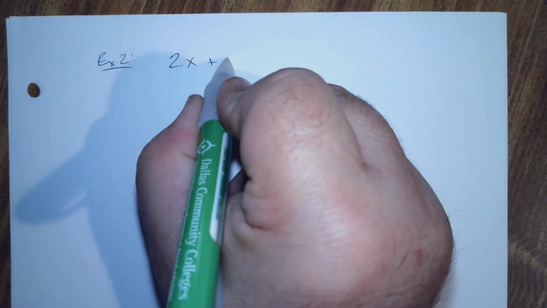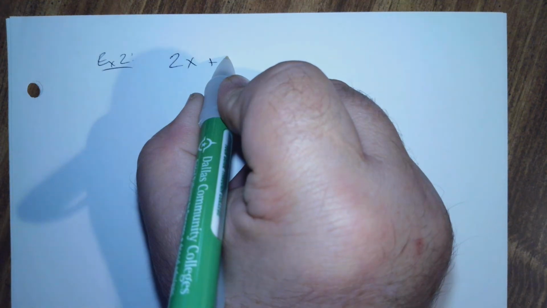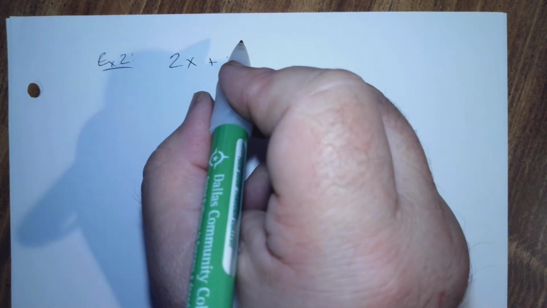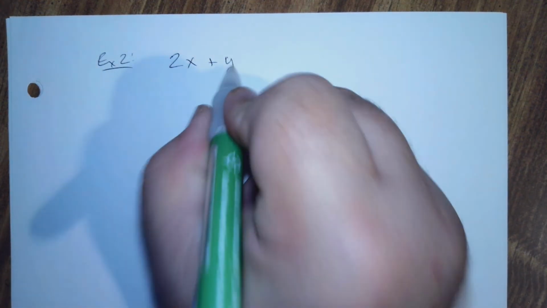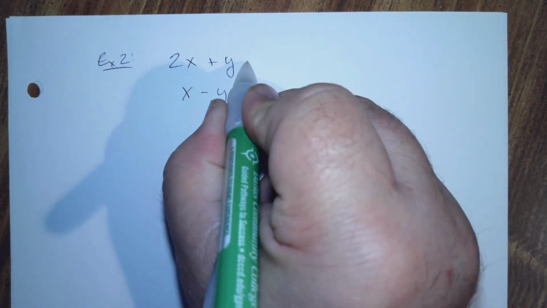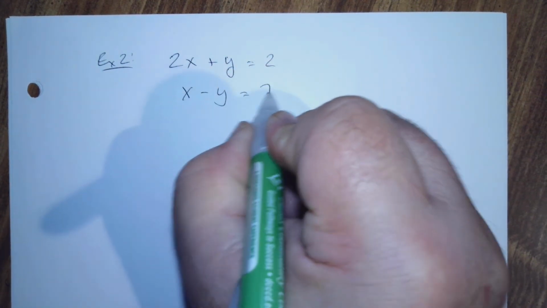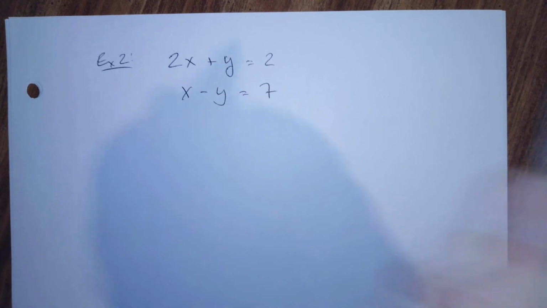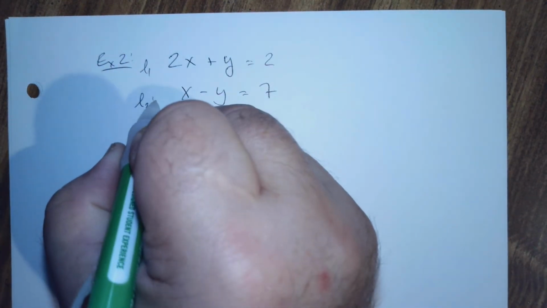All right, let's take another example. We use all 3 methods on another example. Let's try 2x. This is line 1, this is line 2.